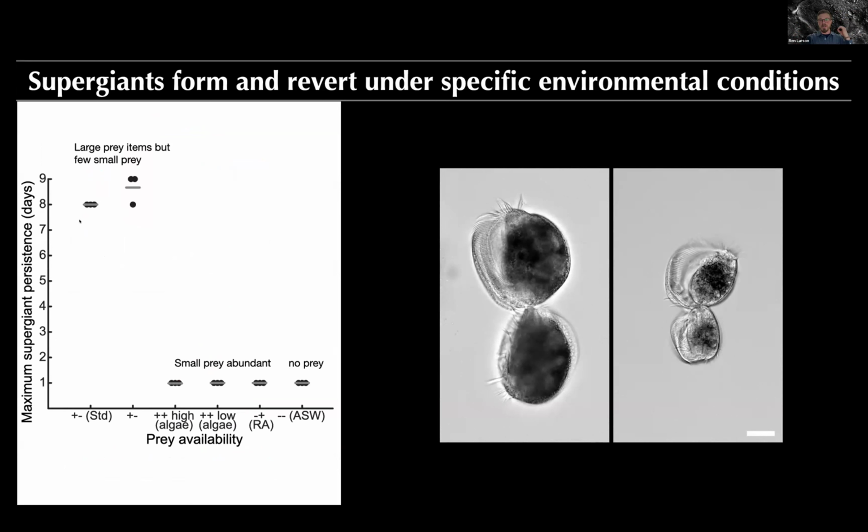If they have their conspecifics as prey items, these large prey items that they're feeding on cannibalistically, in the case of all our cultures, they can persist for up to a little over a week. But if small prey items, so bacteria that the normal morphs are feeding on, or we can also feed them small algae, become abundant, or there's just no prey around, we just put them into seawater, these supergiants will very quickly, within a day, revert back to these normal morphs. So supergiant formation and persistence is sort of tuned to the environmental conditions.